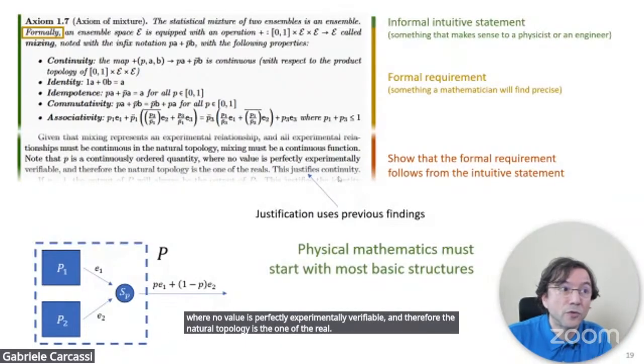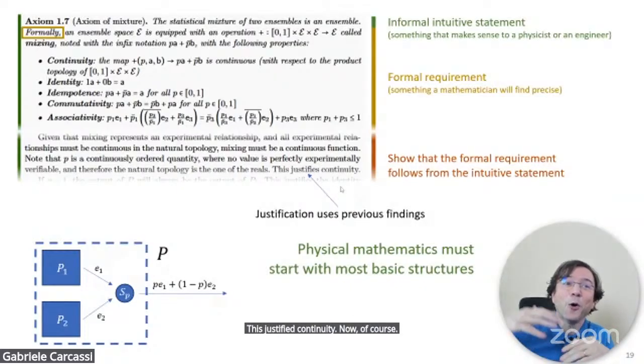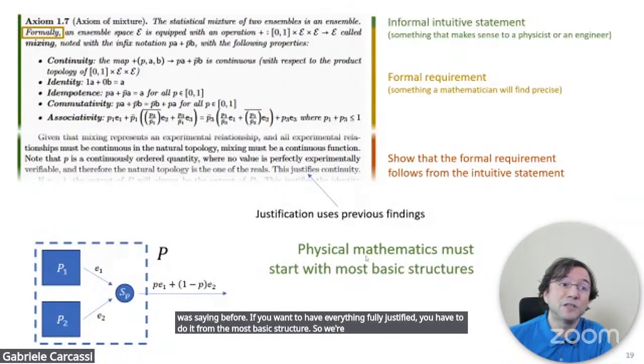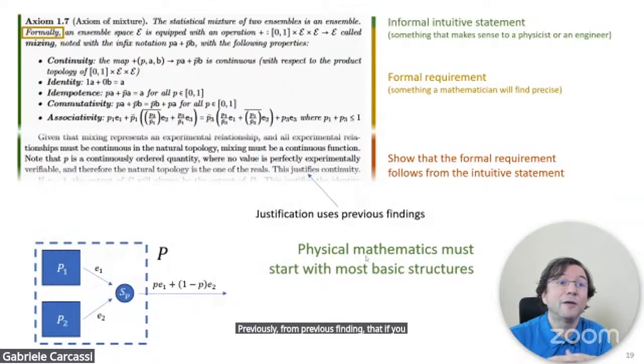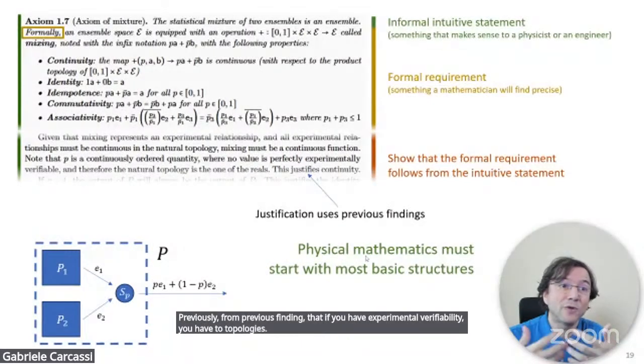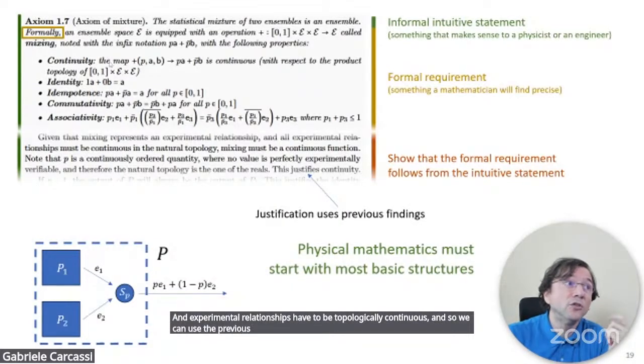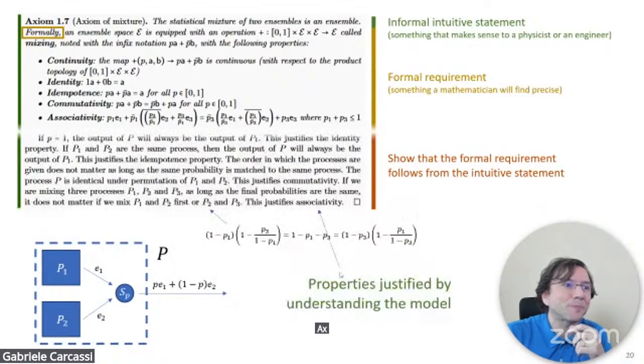This justifies continuity. Now, of course, you haven't seen all the previous parts that we have, but that's kind of the point. This is the point that I was saying before. If you want to have everything fully justified, you have to do it from the most basic structure. So we're going to have some justification from previous findings that if you have experimental verifiability, you have topologies, and experimental relationships have to be topologically continuous. And so we can use the previous result to justify our axioms.